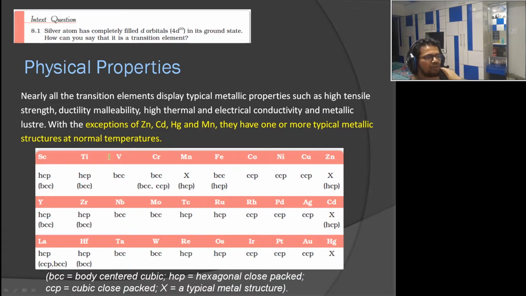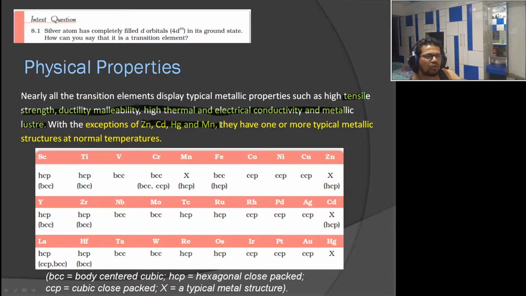Now first coming with the physical properties. Now these are the metals. Basically d block has got mainly electropositive metals over here. Alright, so they have generally high tensile strength, malleability, ductility, thermal conductivity, and all these part, and metallic luster, where the exceptions are zinc, cadmium, mercury, and Mn.